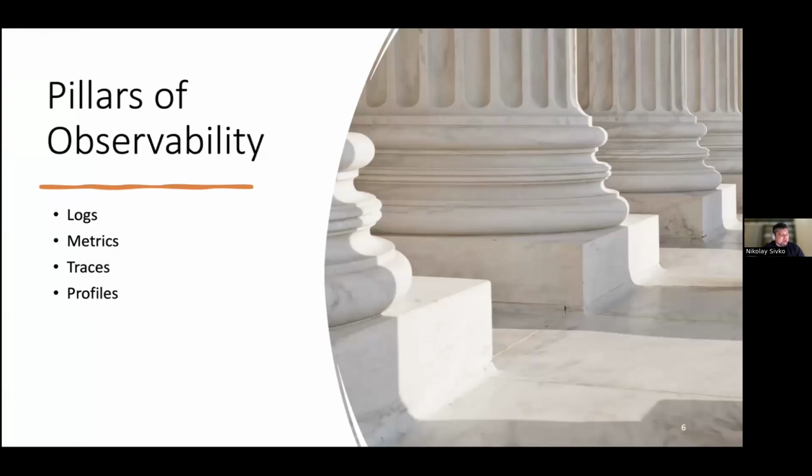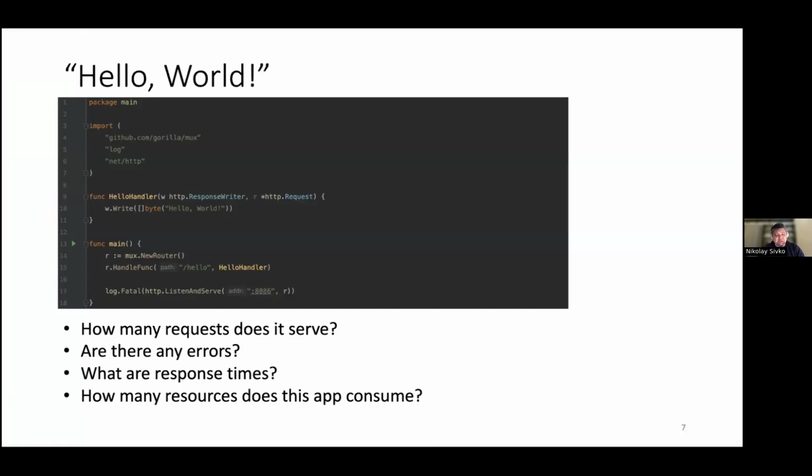These days, a super common term for observability is the pillars of observability. It's all about data. We know that we have logs, metrics, traces, and profiles, and a few words about what that means. Here is my hello world application in Go. It does nothing, just serves some HTTP requests. Which questions might we have to understand how it performs right now?